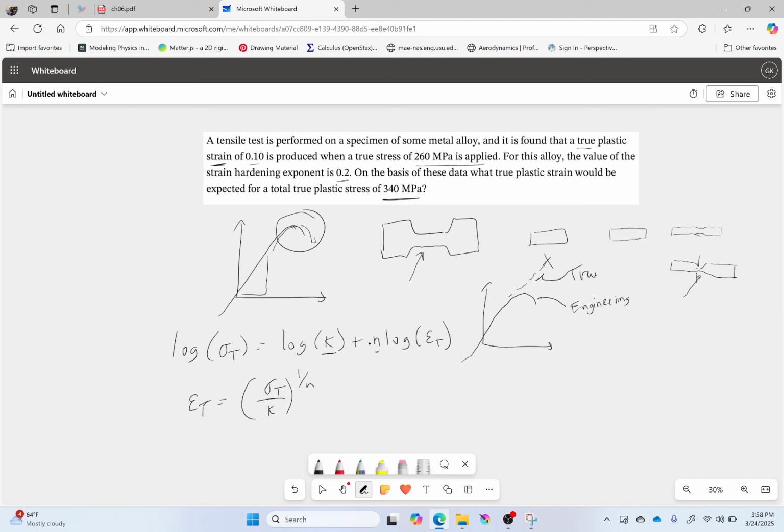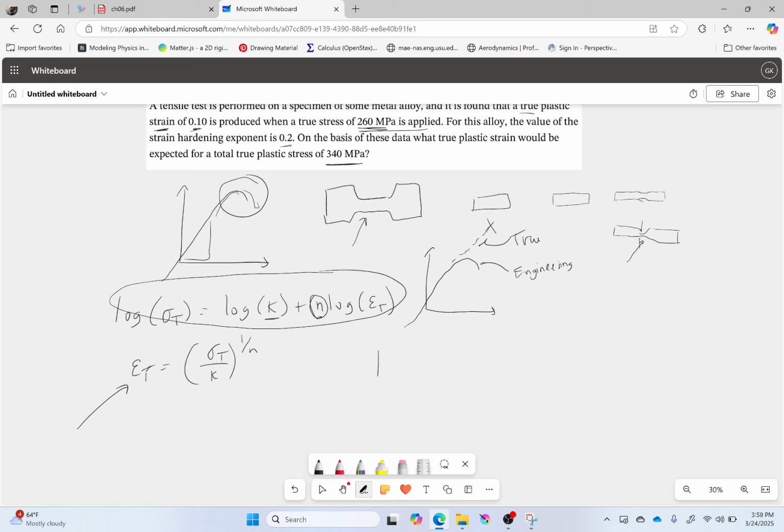N right here is the strain hardening exponent, so that's been given to us. We already know what that value is. K is the only thing we have to calculate to be able to use this relationship. Luckily, it gave us one of these situations: a true plastic strain of 0.1 and a true stress of 260. So we know one of these, and we can solve this equation to figure out K, then plug that back in to find our true strain at the end. So let's try this out.